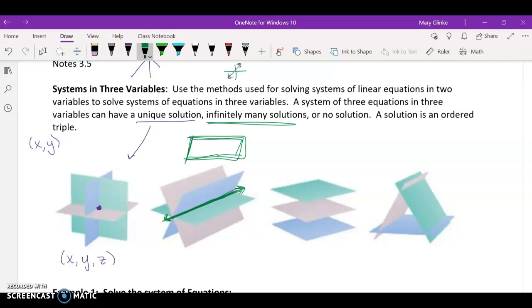No solutions can actually happen many ways. It's basically all three planes don't intersect at the same spot. So for no solution, here are two examples of that. The first one is any parallel planes, they're never going to intersect. So that would give you no solutions. Now you might have planes intersecting, but they might not all intersect at the exact same point or points. So therefore that also would yield no solution.